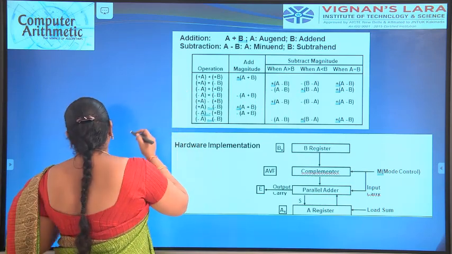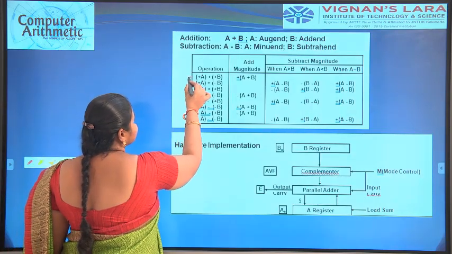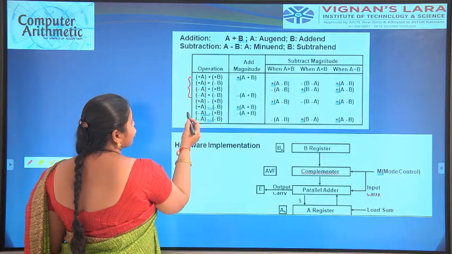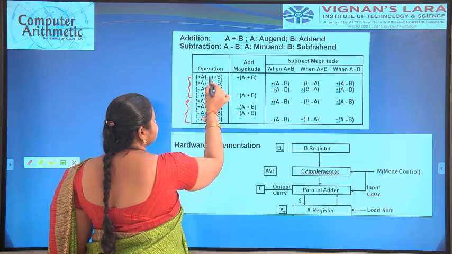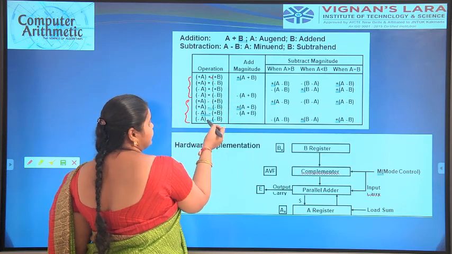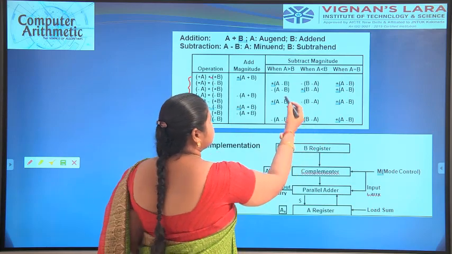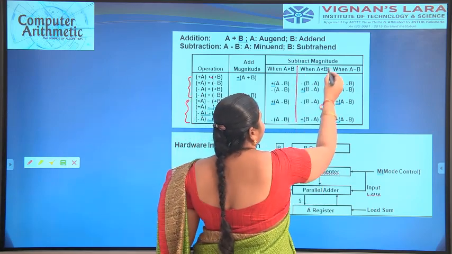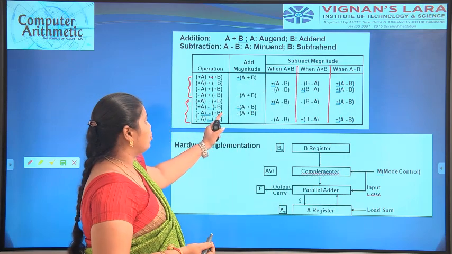Here the first four are considered as addition operations and the remaining four are subtraction operations. Here we have to take the four columns. This is for addition magnitude.